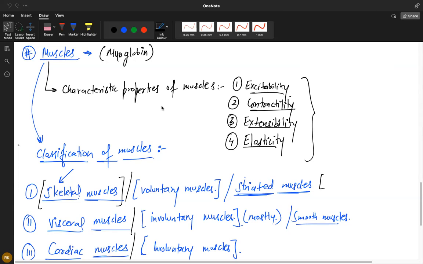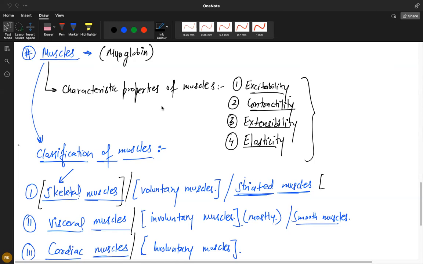Then where are visceral muscles found? In the inner walls of hollow structures in our body. Yes, they are located in the inner walls of all our visceral organs, like the stomach, which is the alimentary canal, the reproductive tract, urinary tract, etc. And where are cardiac muscles found? This is the second point. Heart. Okay, they are the muscles of the heart.